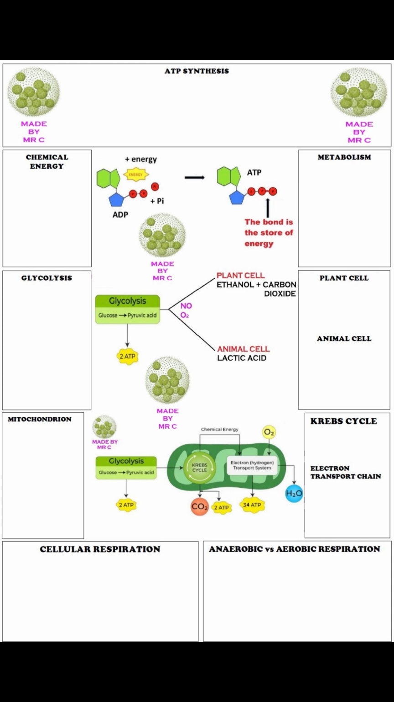So now we're going to think about cellular respiration in total. The general equation for cellular respiration is glucose plus oxygen, then an arrow to represent the process, to make carbon dioxide plus water plus 38 ATP plus heat.